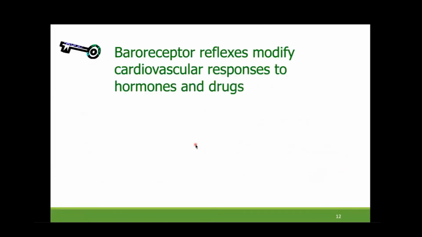So a key concept here is that baroreceptor reflexes modify cardiovascular responses to hormones and drugs. And so even though you will learn about certain drugs that will have certain effects on receptors in the body, once you inject that drug into the person, you are now going to have that response modified by baroreceptor reflexes, because if that drug affects arterial pressure, either increases or decreases arterial pressure, you are going to produce a baroreflex response that will modify the actual drug actions.